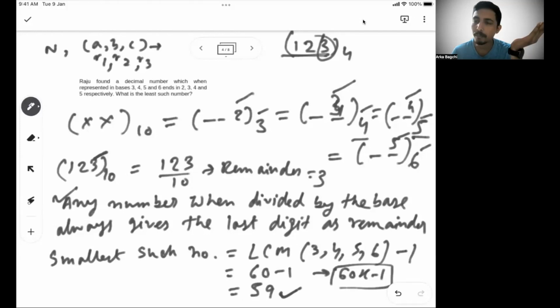Please revisit the number system session, the number system playlist. You will be able to understand this. It is a very common theorem of the division rules, or the remainder theorems. So please revisit the remainder theorems session on number system, and you will be able to understand this.